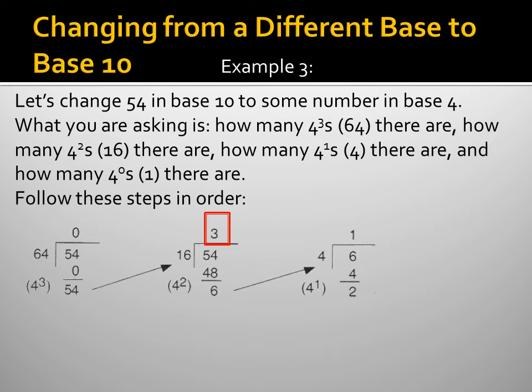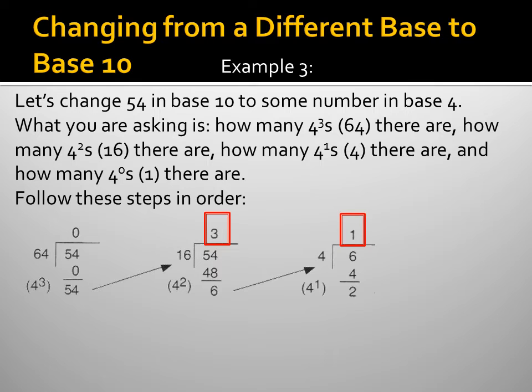We take 4, which is 4 to the first power. 4 to the first power is the next lowest power. We take 4 into 6. It goes 1 time. Take 1 times 4. That gives us 4. Write it underneath the 6. Subtract, and we get 2 as our remainder. So the next number in our answer is 1.